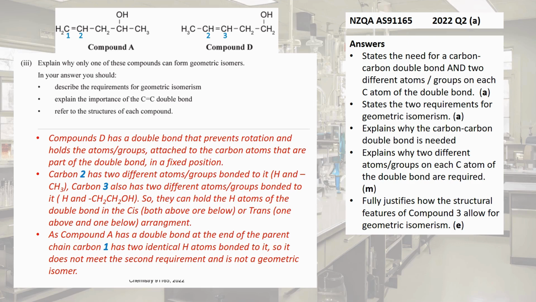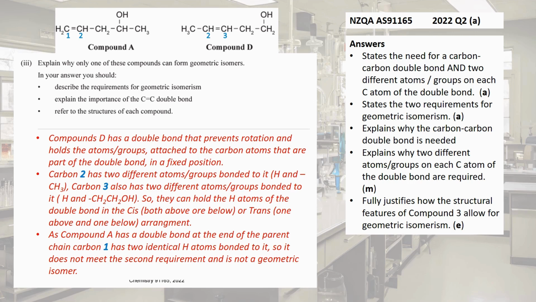And for excellence, we need to combine all of this, and not forgetting to talk about compound A and why it doesn't meet the requirements. Notice here it says fully justified for excellence the features of compound 3. Now what they mean by the features of compound 3 is that you have put specifically the atoms and groups that are coming off the specific carbons. You've put that detail in, and that's what you need to get the excellence.